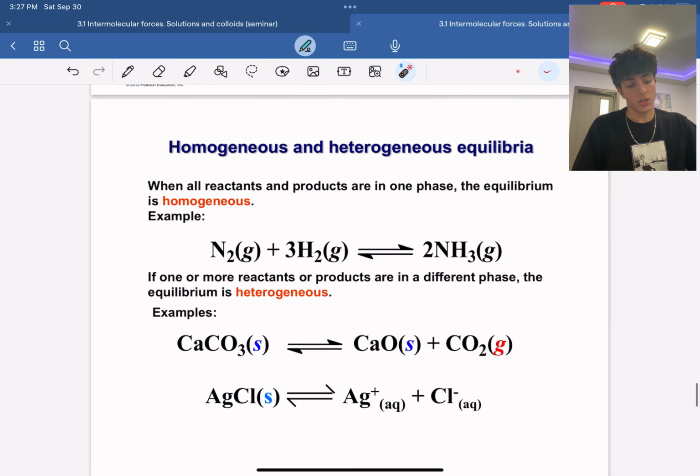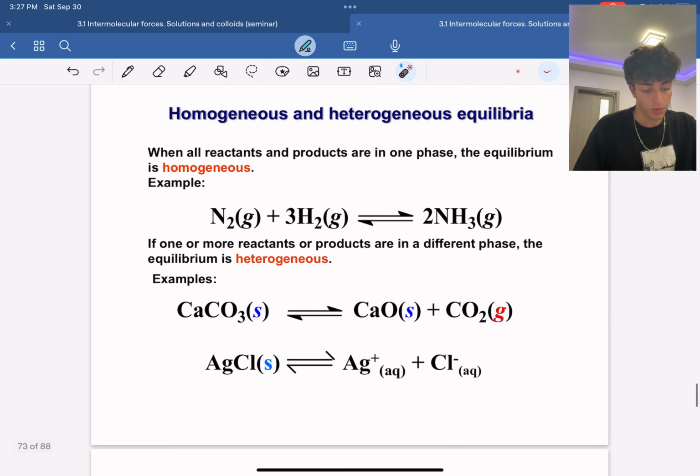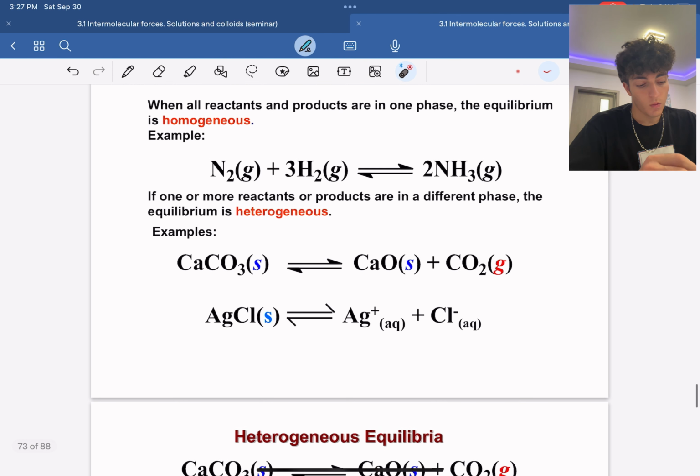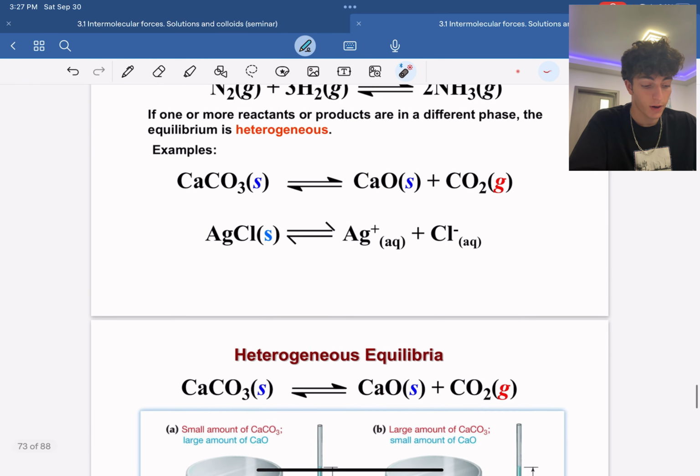Okay, homogeneous and heterogeneous equilibria. One thing I want to say is homogeneous means you can only see one thing, and heterogeneous is when you can see 2 or more things. And we're going to talk about colloids, but that's in a different class.